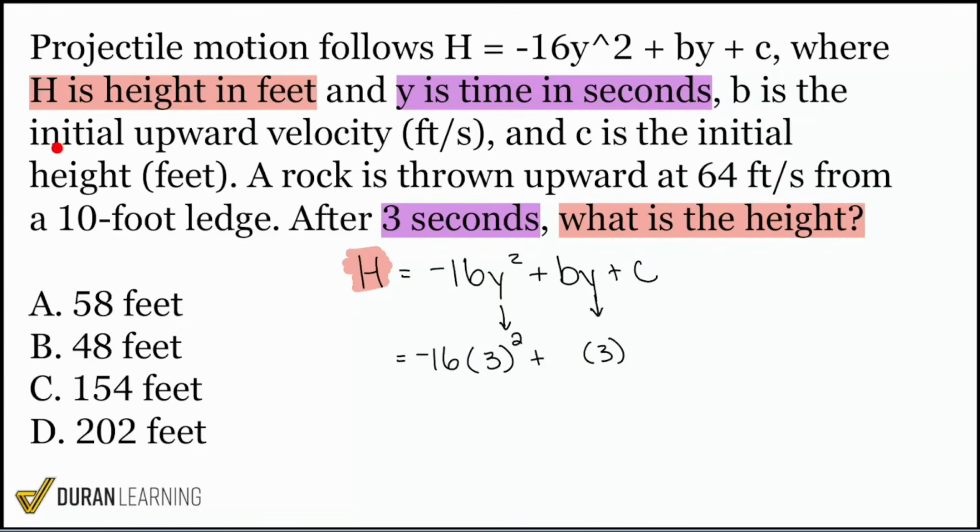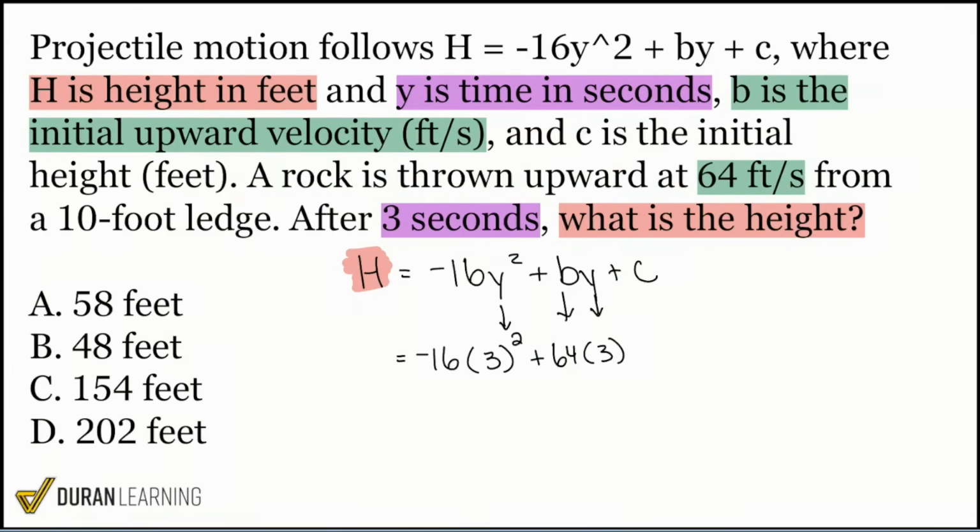b is the initial upward velocity, and that is feet per second. What is the only other value given to us in feet per second? Right over here. The rock is thrown upward at 64 feet per second. We can highlight that right there. b is the initial velocity, feet per second, 64 feet per second. I'll replace b with 64.